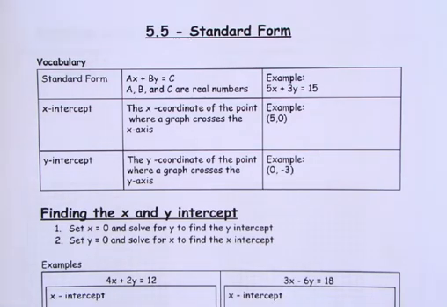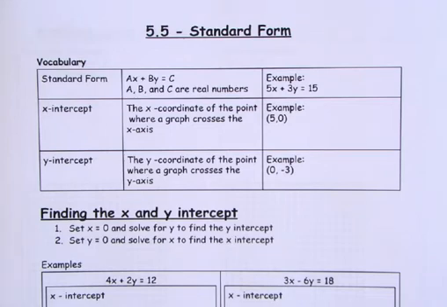We talked in our last two videos, 5.3, about slope-intercept form, which is y equals mx plus b. And in our last video, 5.4, we talked about point-slope form, which is y minus y1 equals m times the quantity x minus x1. Today, we're going to talk about our final form of equations for a line or linear function, and that is standard form.